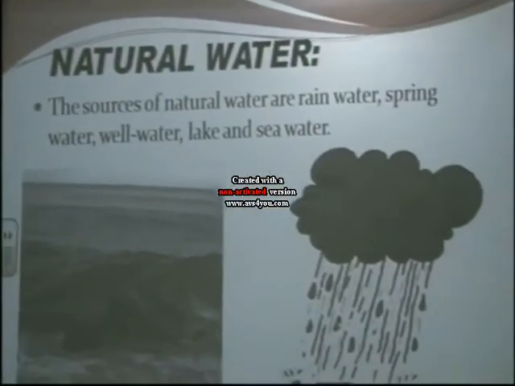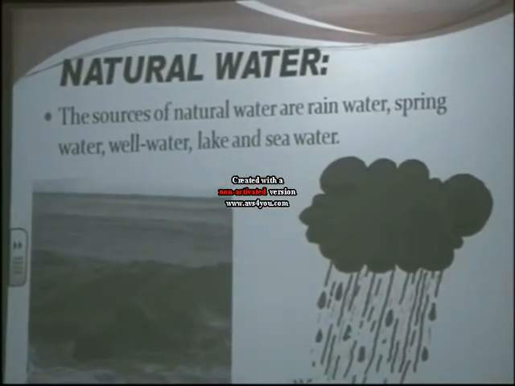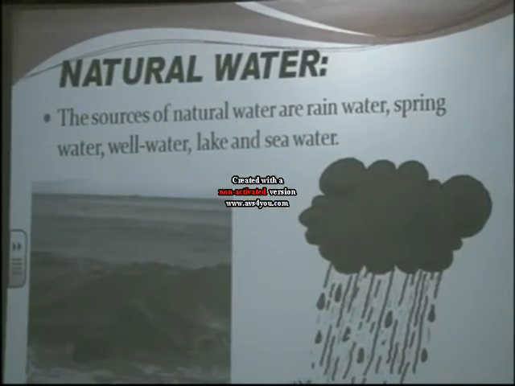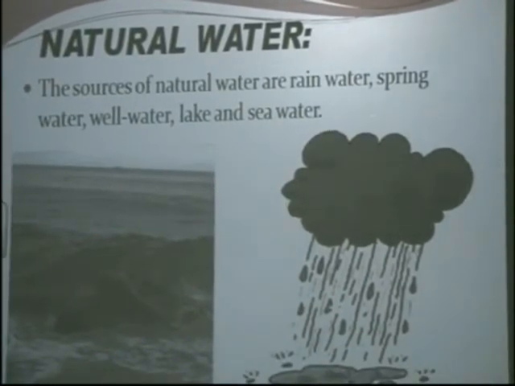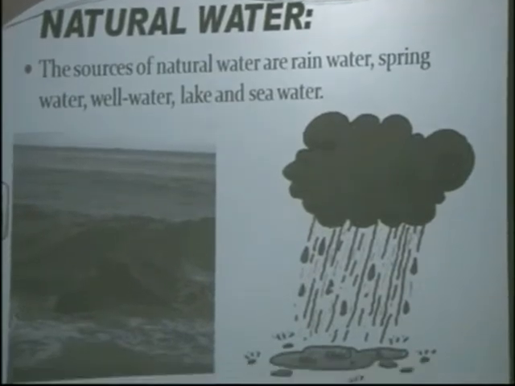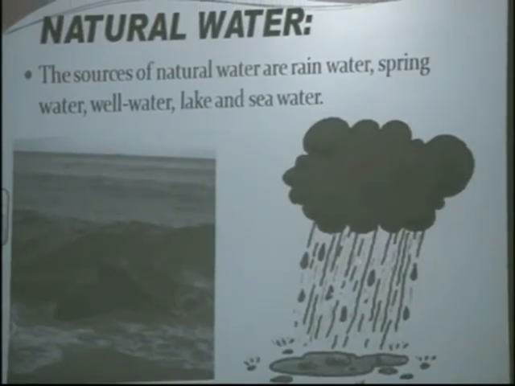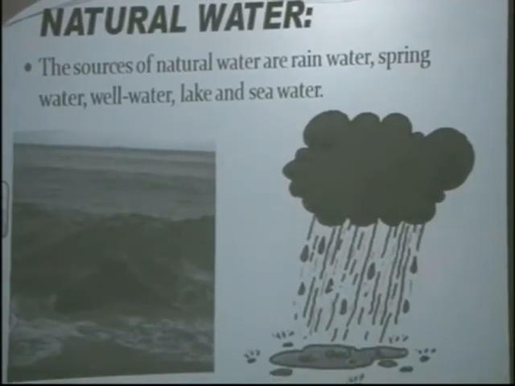Now let us look at natural water. What are the sources of natural water? There are many. Rainwater, we have spring water, we have well water, we have lakes, and then we have the sea. We even have water in the rivers. This is the sea. Look at the cloud, rain falling down, the water will run off, go into the gutter, go into the stream, then eventually the lake, and probably end up in the ocean.